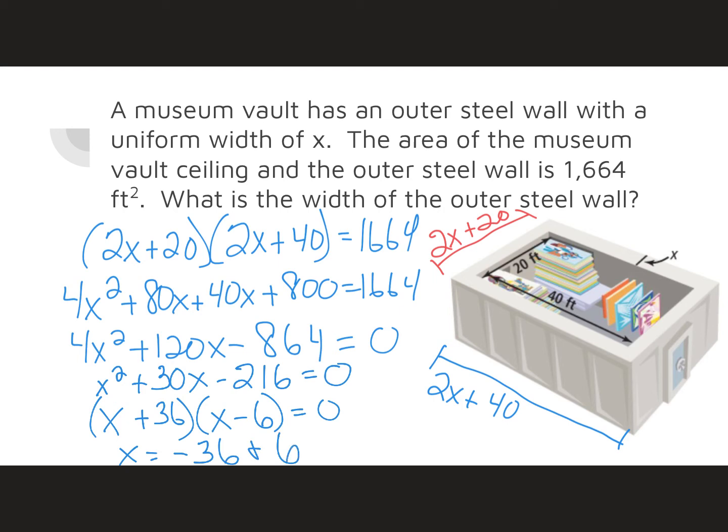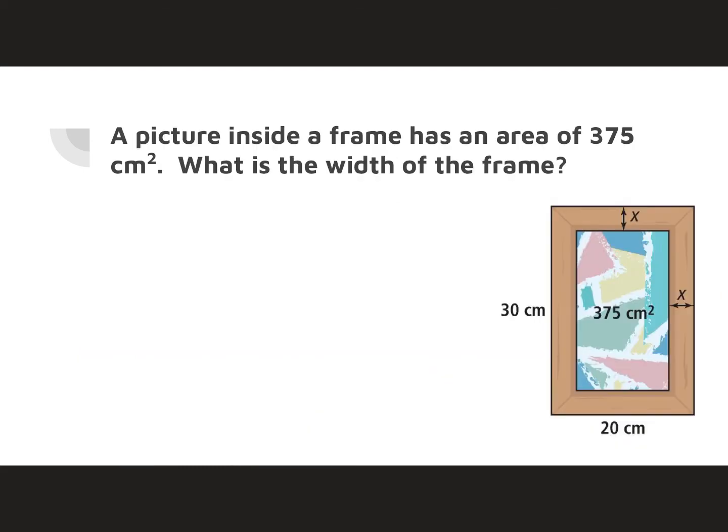Okay, but I also know that I cannot have a negative number here because this is a real world situation, and a wall simply can't have a negative dimension. So my answer then is going to be 6. So keep in mind when you're looking at real world situations, sometimes you can eliminate solutions.